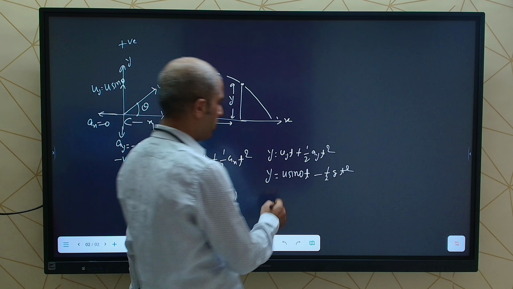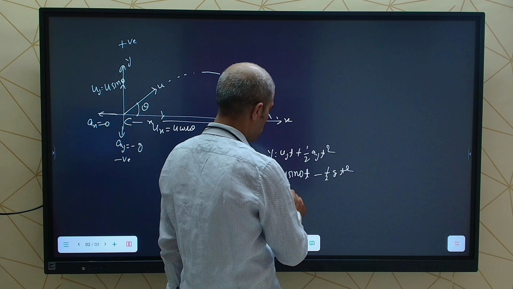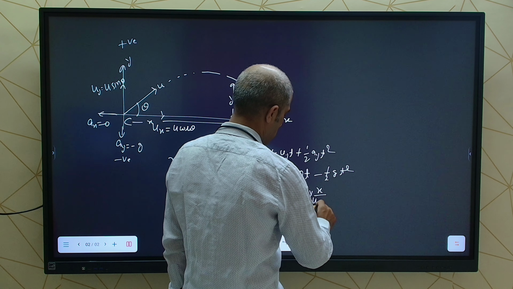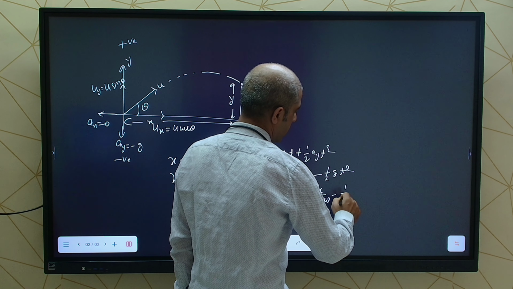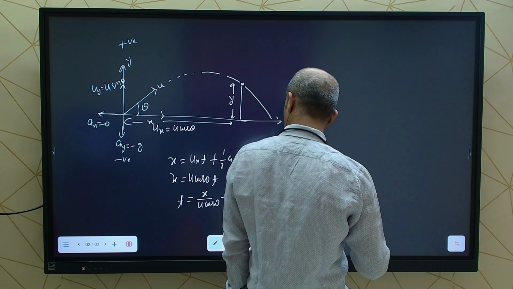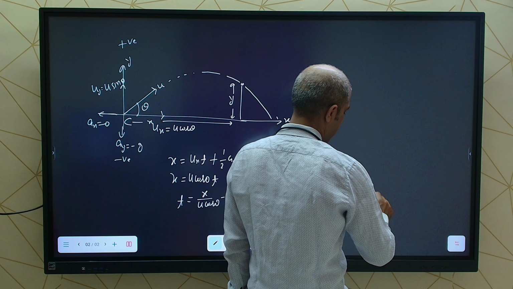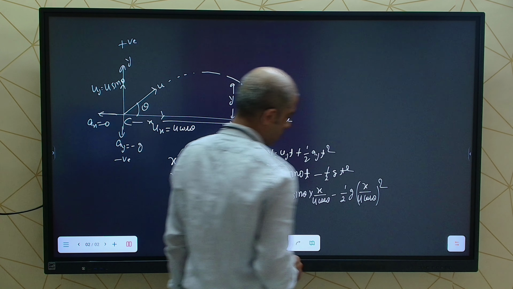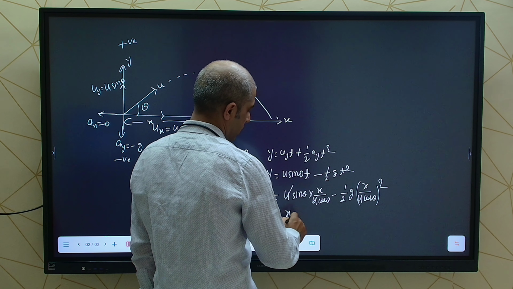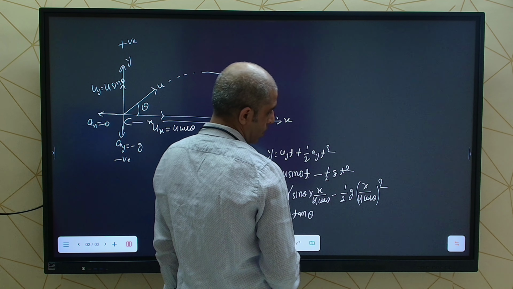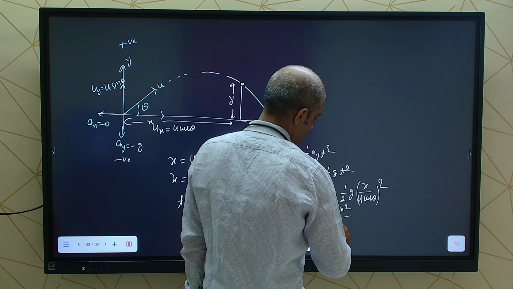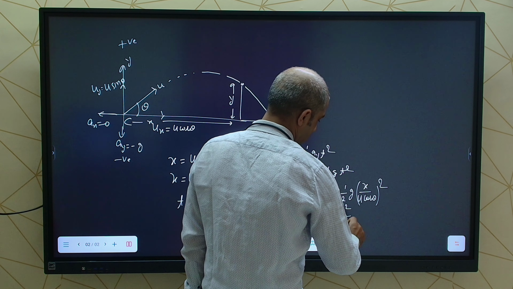And let us put the value of t. Then the value of y is u sin theta into x upon u cos theta, minus half g into t square, that is x upon u cos theta whole square. Okay, so this u gets cancelled, and we get x tan theta minus g x square upon 2 u square cos square theta.